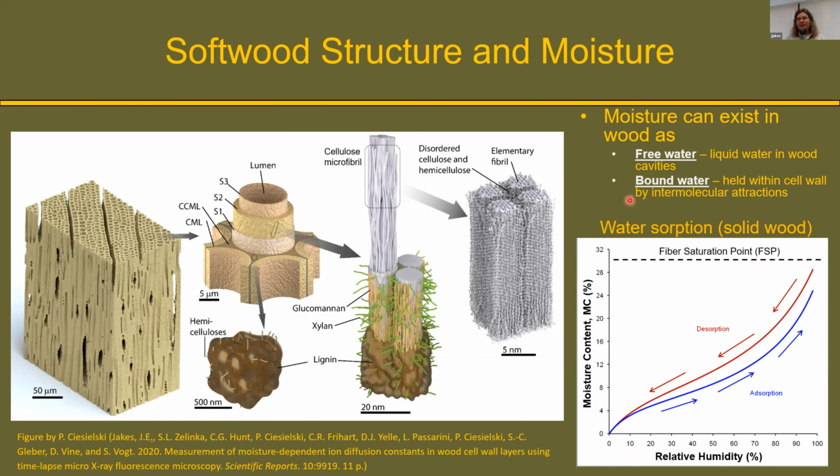What I want to point out here is that water in wood can exist in two different states. One is bound water, which is held by the intermolecular attractions within those wood polymers. That's down here in the hygroscopic regime, below about 30% moisture content. Once you get above the fiber saturation point, you have a maximum amount of bound water, and the remaining water forms free water, such as liquid water inside of these empty lumina.